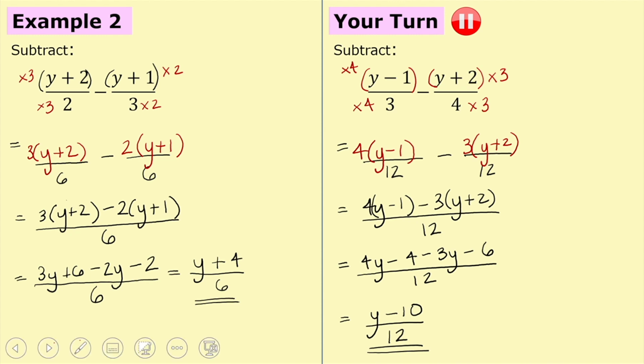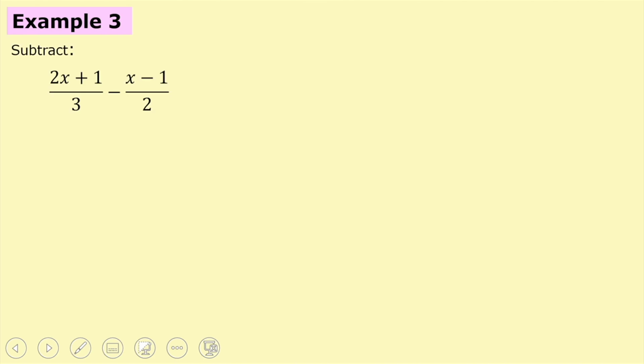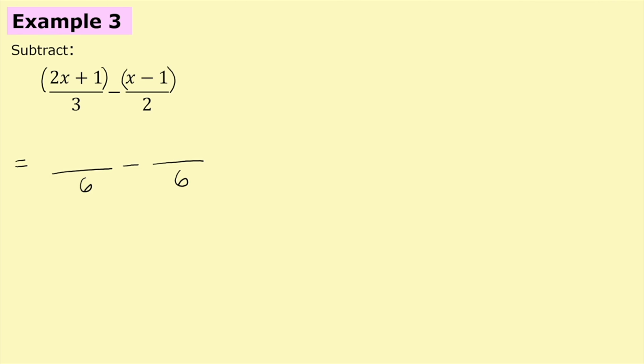Okay, let's do another example. So this time we have (2x + 1)/3 subtract (x - 1)/2. So you might notice here we've got a negative subtraction and then a negative inside these brackets that I'm about to draw in. So we're going to pop those brackets in just to keep ourselves right. And now 3 and 2, we've had this one before, lowest common multiple is 6. So I'm going to have 6 here.